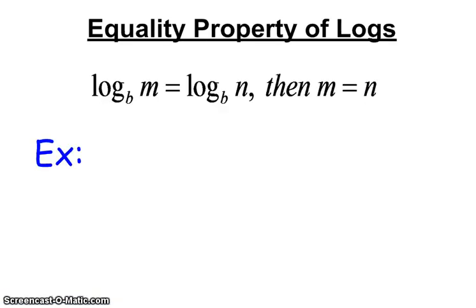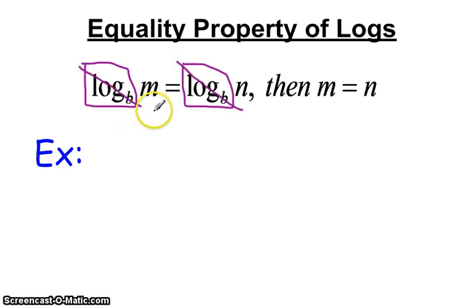The fourth property is the equality property. Pretty much what the equality property says is if they each have the same type of log, so either log or ln, and they have the same base, then they can go away, and what we're left with we can solve like normal, which is really pretty cool.